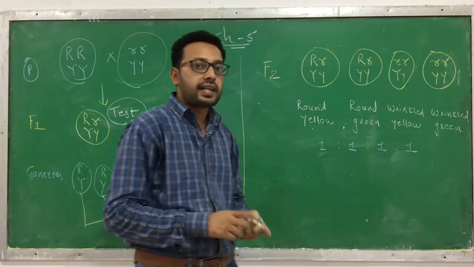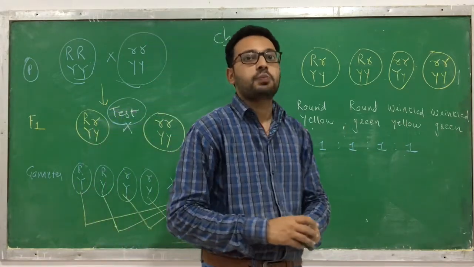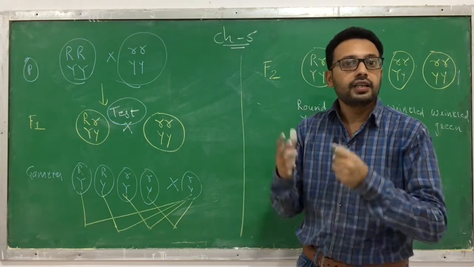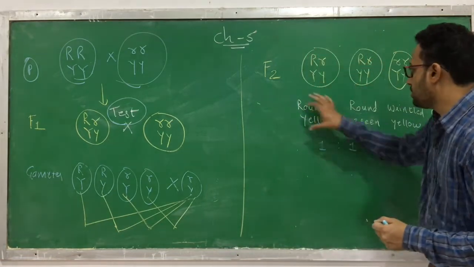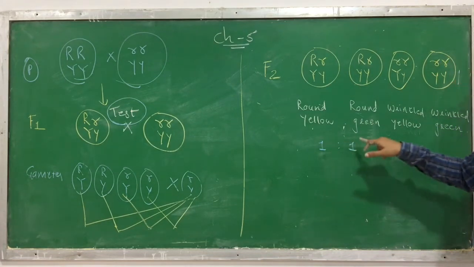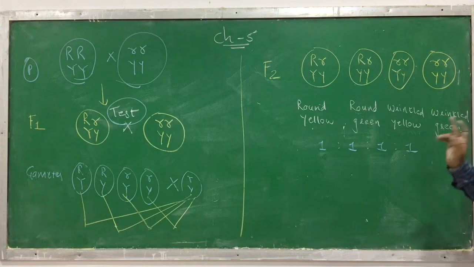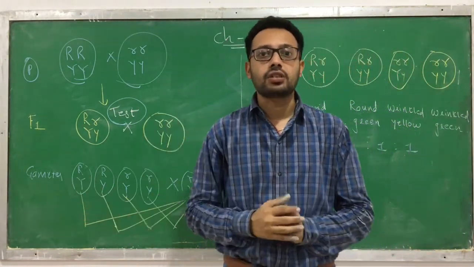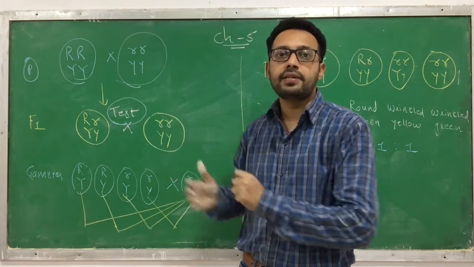Remember. And if self cross is performed, what Mendel has done, in the self cross the phenotype remains the same but the ratio gets changed. It becomes 9 is to 3 is to 3 is to 1. So this is the difference between a self cross and the test cross in the dihybrid experiment.